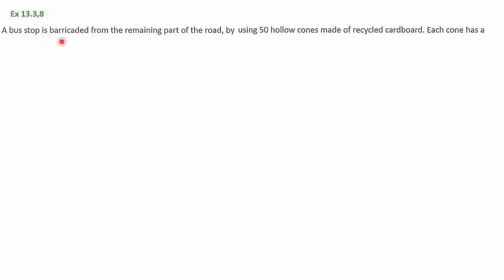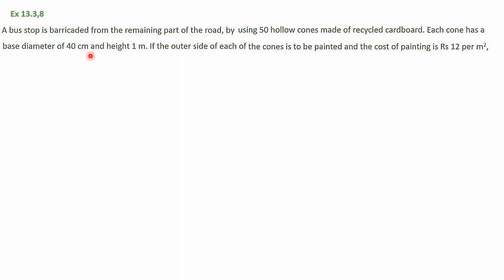Next we shall discuss question number 8, and this is also the last question of this exercise. A bus stop is barricaded from the remaining part of the road by using 50 hollow cones made of recycled cardboard. Each cone has a base diameter of 40 cm and height 1 meter. If the outer side of each cone is to be painted and the cost of painting is ₹12 per meter square, what will be the cost of painting all these cones? Pi value is 3.14 and root of 1.04 is 1.02. These two values are given to us.